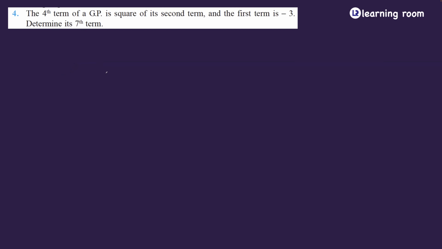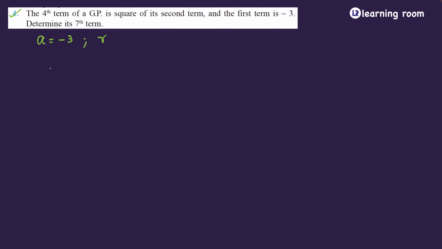Sorry guys, we'll go from the beginning. The fourth problem is: the fourth term of a GP is the square of its second term, and the first term is -3. Determine its seventh term. So what is the fourth term? Let the first term be A, which is already given as -3, and the common ratio be R.